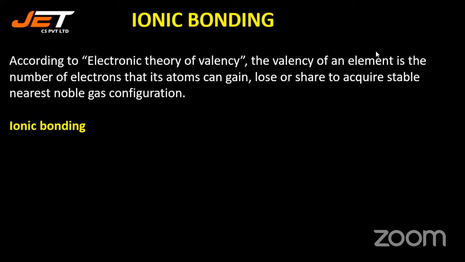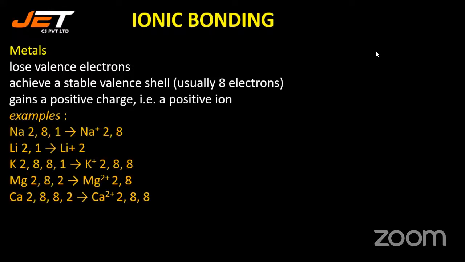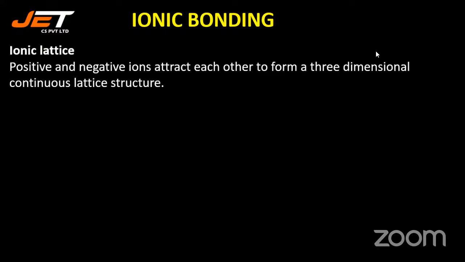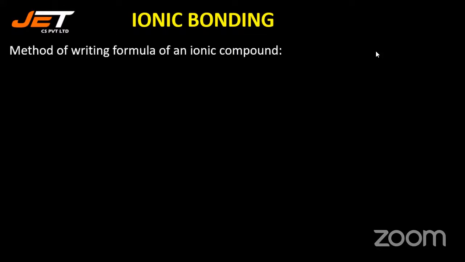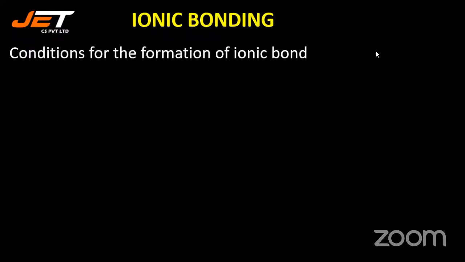We drew the Lewis structures, and we know that the Lewis structure has elements drawn with only the valence electrons, right? Now, metals actually lose the valence electrons and they achieve a stable valence shell, and they also gain a positive charge, that is the positive ion. So metals will be losing valence electrons, non-metals will be gaining valence electrons. This is what we have learned so far up to this chart. And we also know how to write the formulas, right? So how to write a chemical formula for an ionic compound. This is something we have learned.